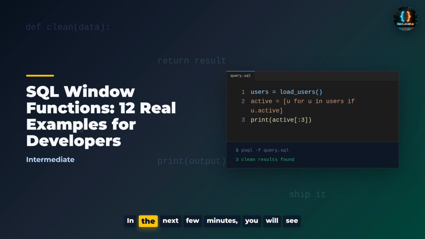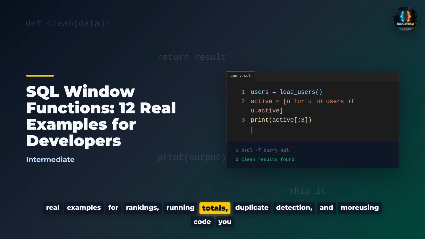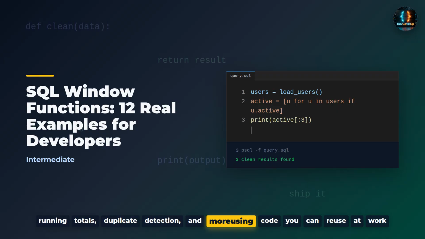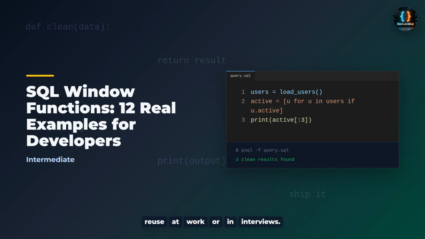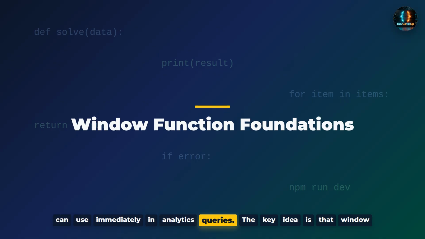Window functions can turn complicated SQL into short, readable queries. In the next few minutes, you will see 12 real examples for rankings, running totals, duplicate detection, and more using code you can reuse at work or in interviews. We will start with two window function patterns you can use immediately in analytics queries.